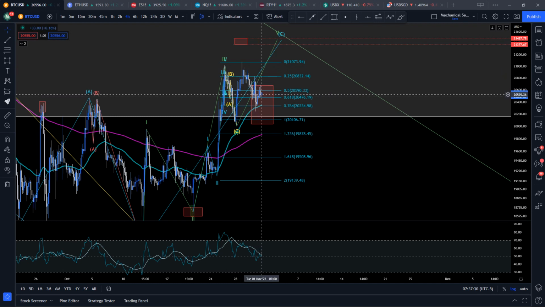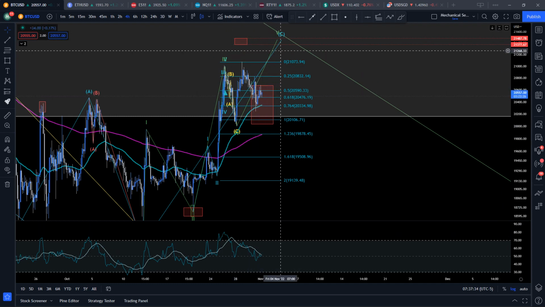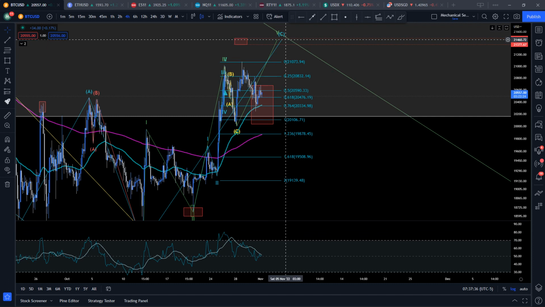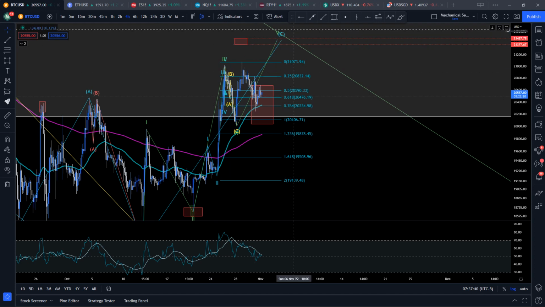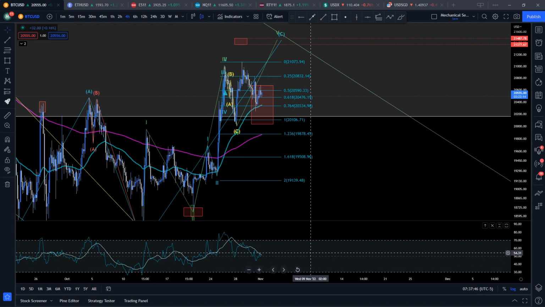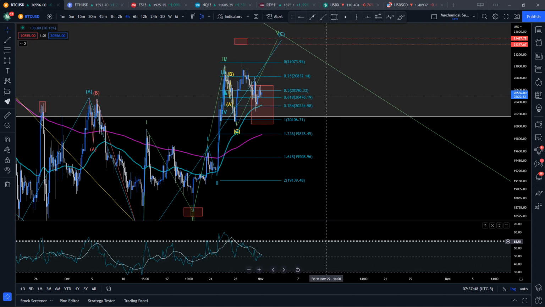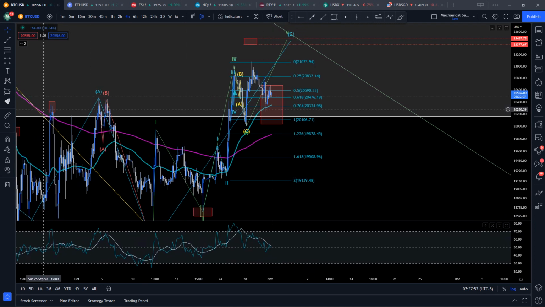What we want to see is the RSI fail to make a new high here while the 4 hour makes a new high in price, and that'll signal that the impulse wave is complete, and then we'll be looking for our move to the downside. So that's really what I'm looking for today, or not just today, but overall.